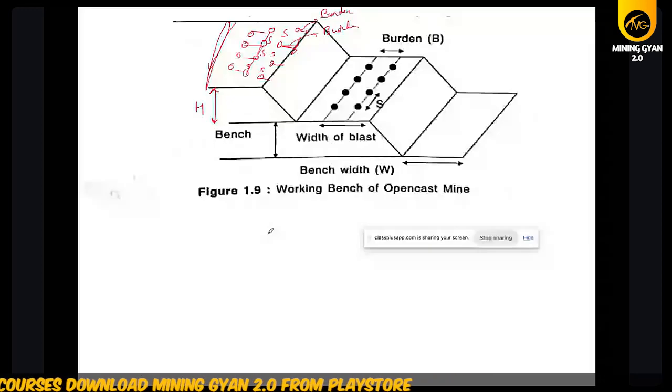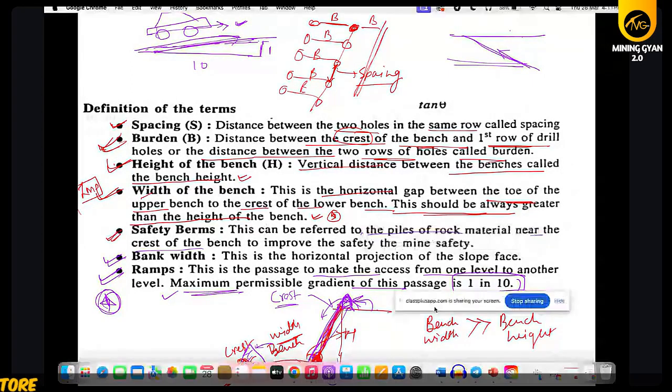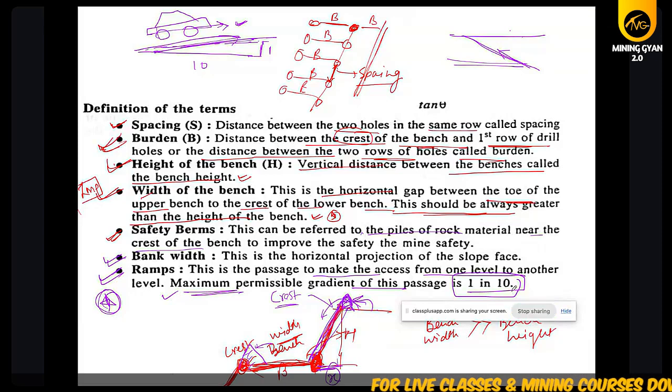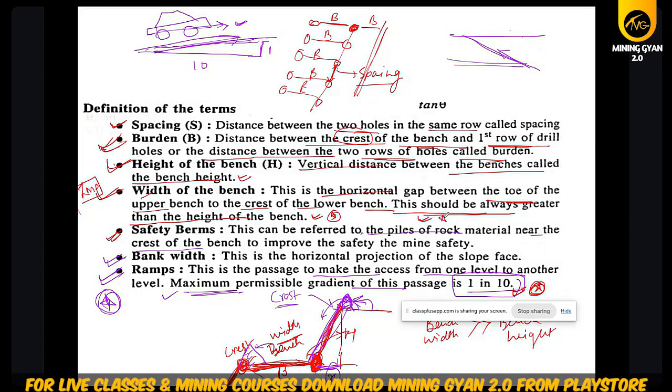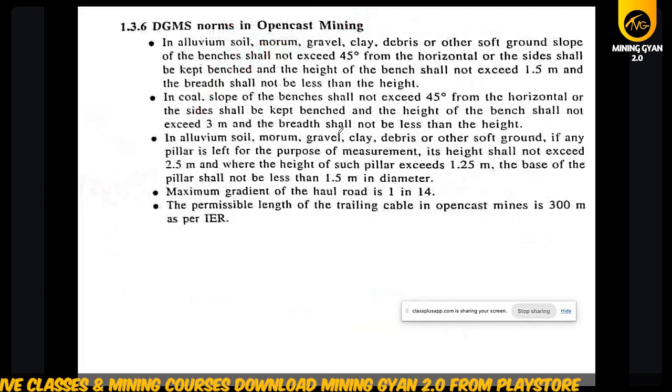Okay, so we had discussed the spacing, burden, height of bench, width of the bench, safety berm and bank width, and the ramp gradient should be 1 in 10. You should remember this fact, and also remember the bench width should always be more than the bench height. So these are the DGMS norms in open cast mining.